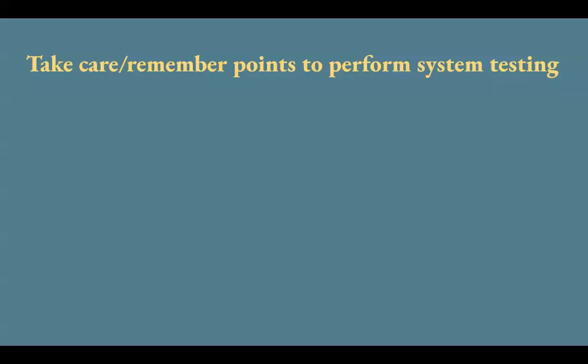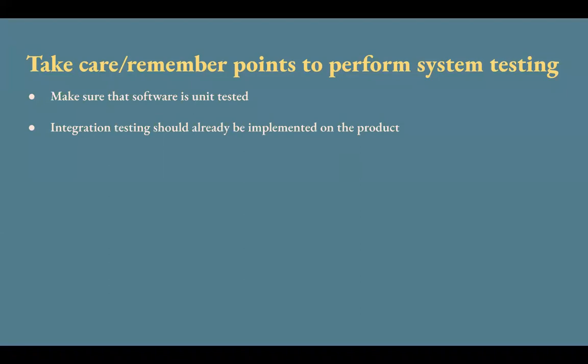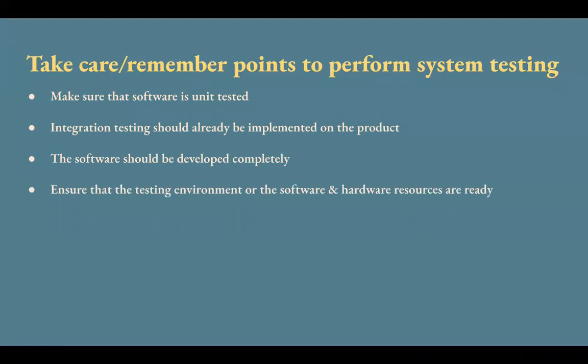Next, we have points to take care to perform system testing. The team should make sure that software is unit tested. Integration testing should already be implemented on the product. The software should be developed completely. And before implementing the process of system testing, the team should ensure that the testing environment, or the software and hardware resources, are ready.